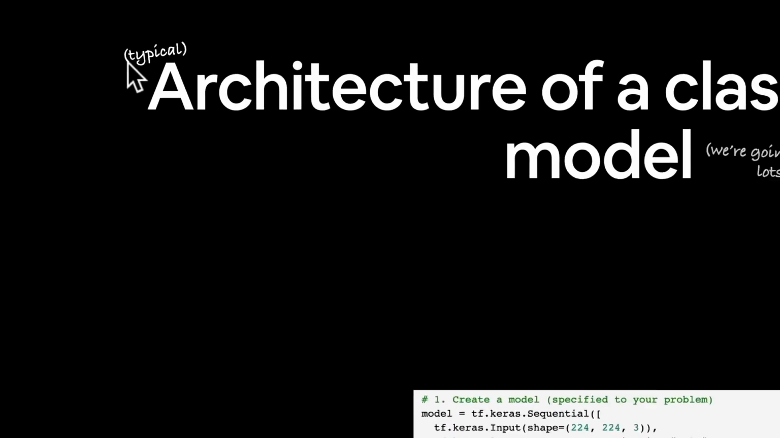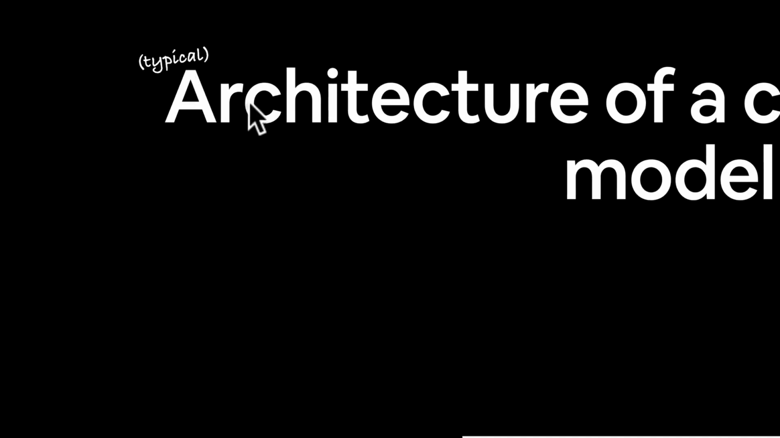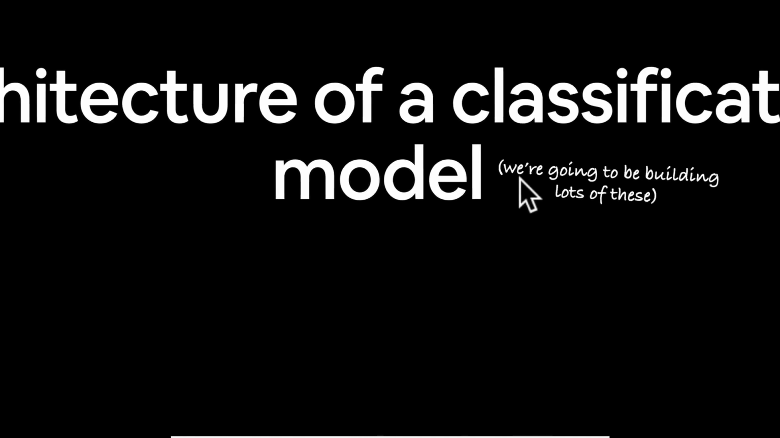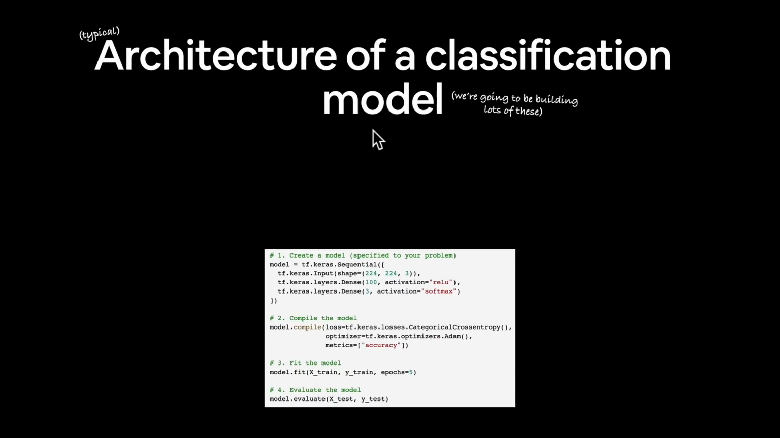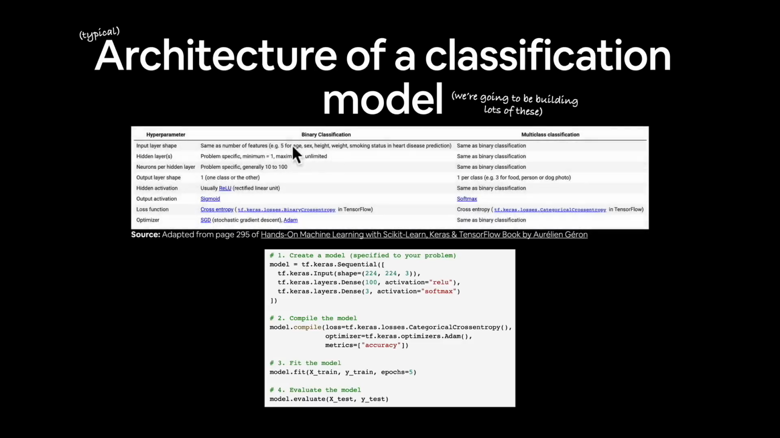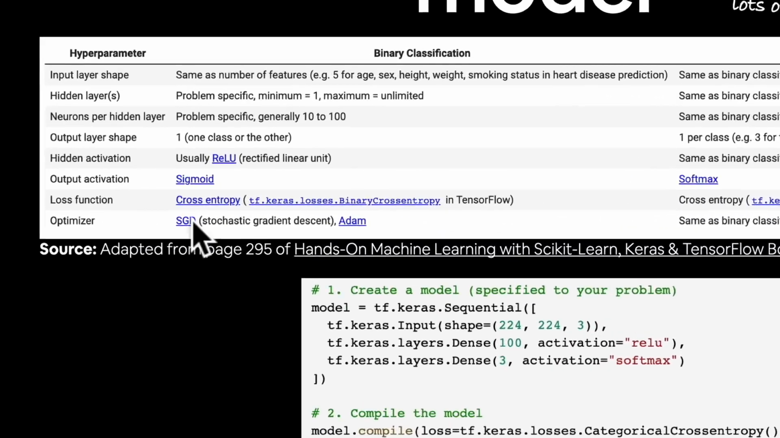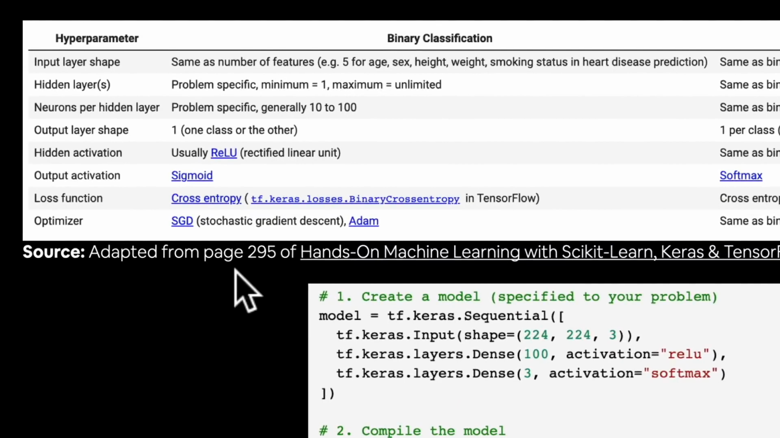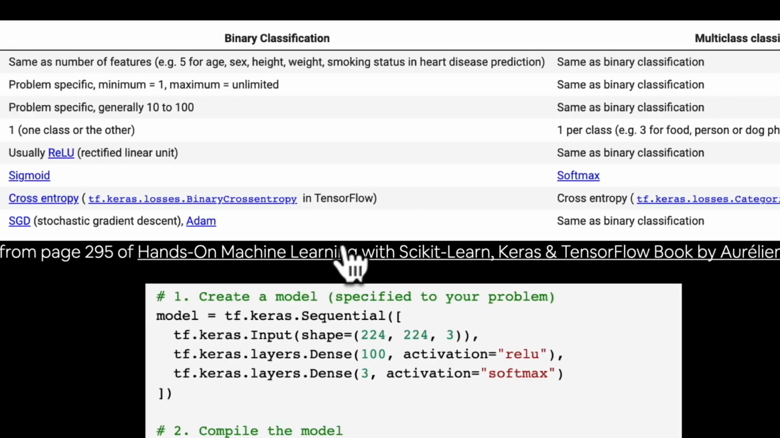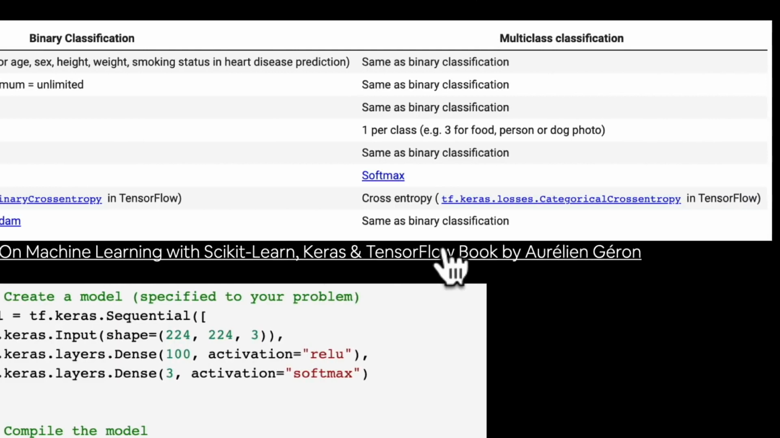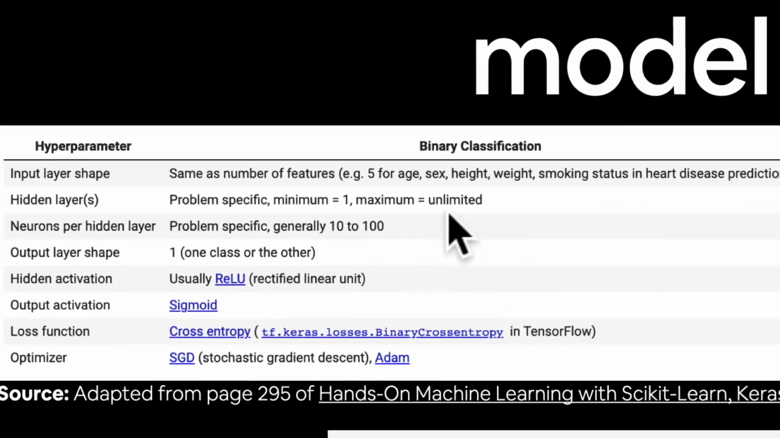So now, it's important to note that this is a typical architecture of a classification model, and we're going to be building lots of these. Although I'm giving you a guideline as to what these architectures may look like, they definitely vary depending on the problem we're working on. However, this is pretty universal. And again, this is adapted from page 295 of the Hands-on Machine Learning with Scikit-Learn, Keras, and TensorFlow book by Aurélien Géron. Highly recommended that book. It'll be in the extra curriculum section of this course.